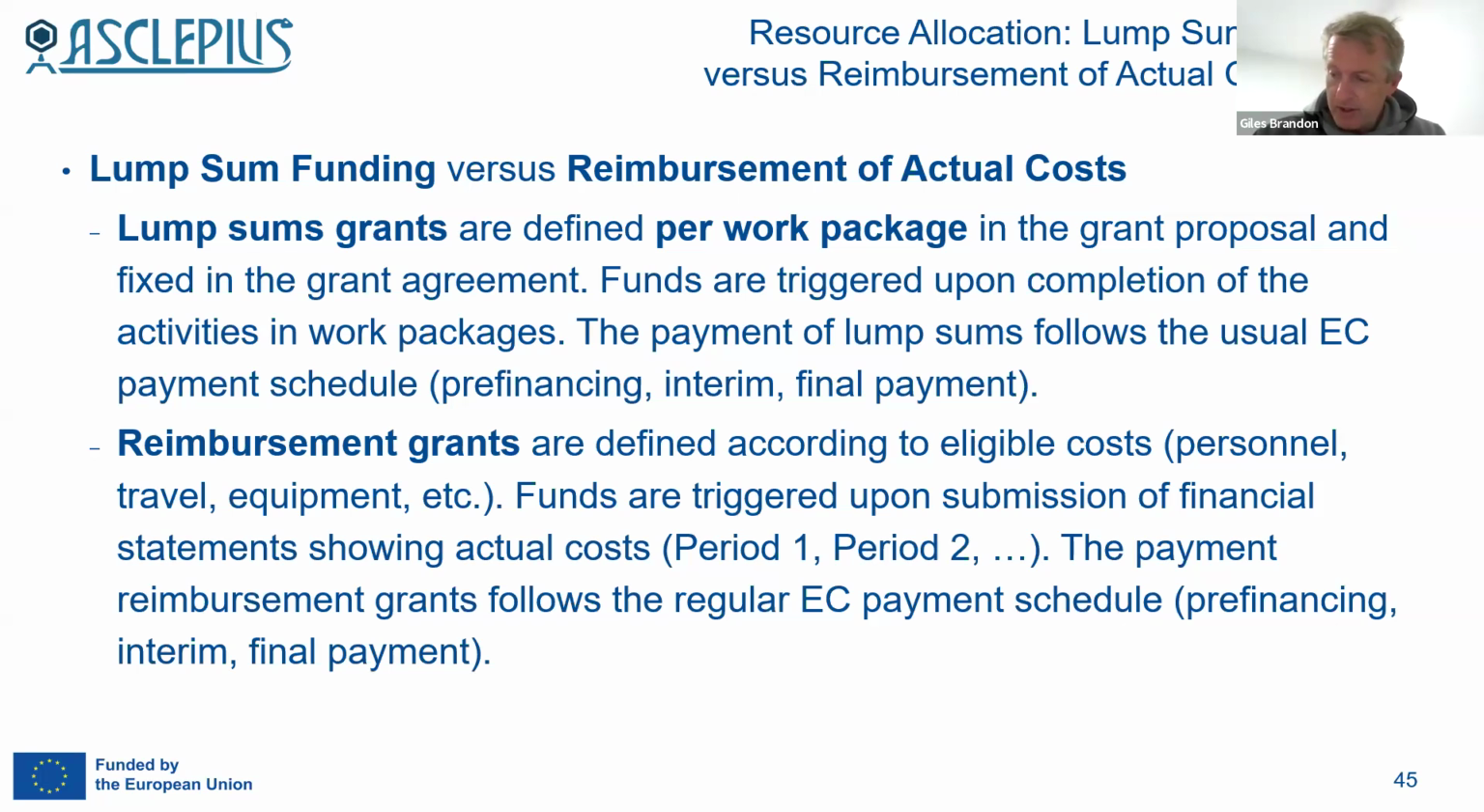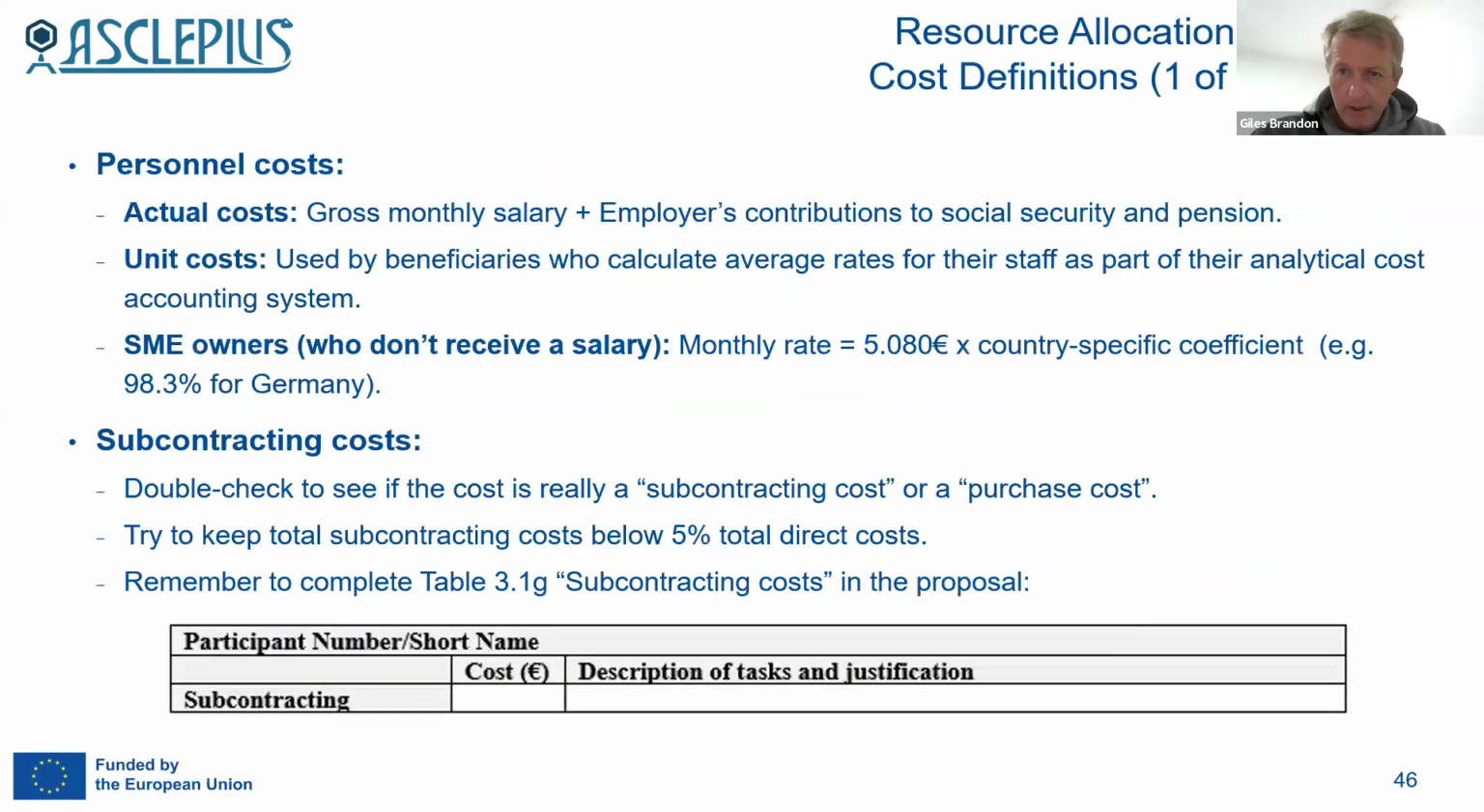However, if you do that research innovation action proposal for phages in November, I don't know for certain, but I could well imagine that it's a reimbursement grant. So you'd have a different approach to doing the budget. Anyway, let me now say some more words about cost categories.